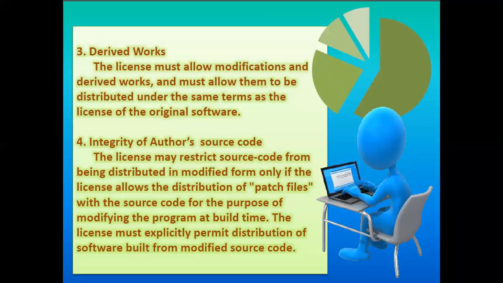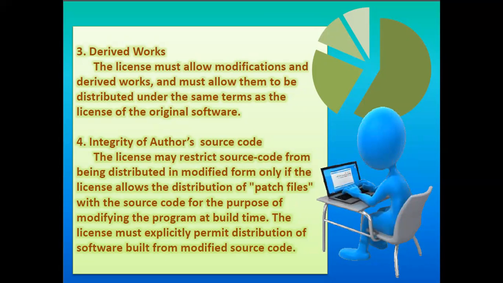Three, derived works. The license must allow modification and derived works and must allow them to be distributed under the same term as the license of the original software. So if you modify a software, the software that you modified must also be allowed to be modified by others because you have the same term as the original software.